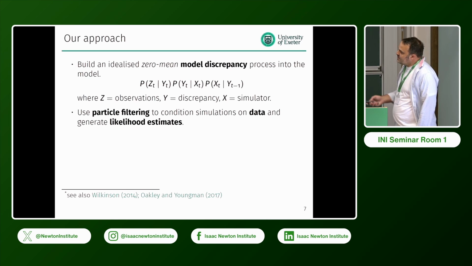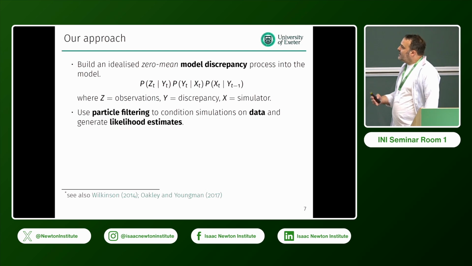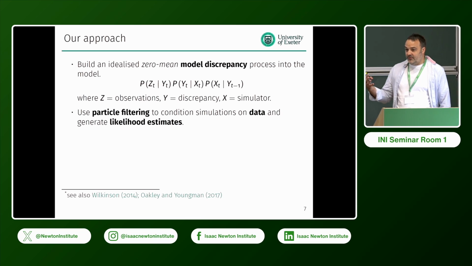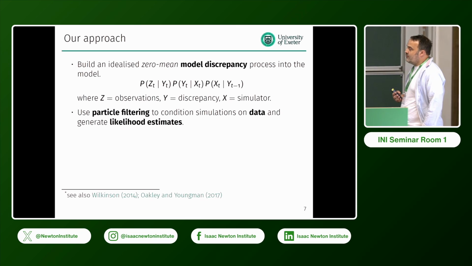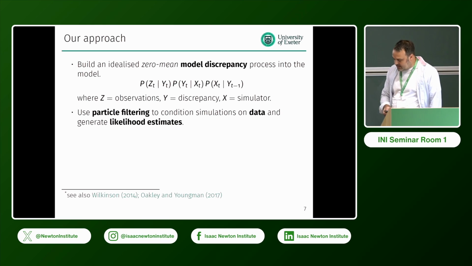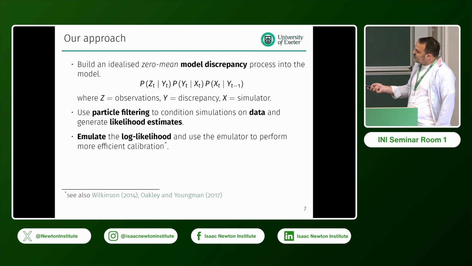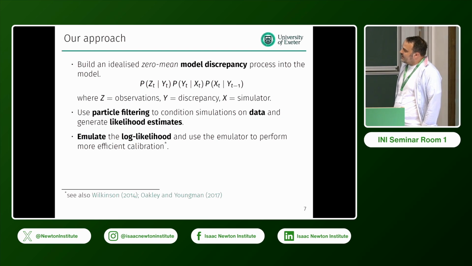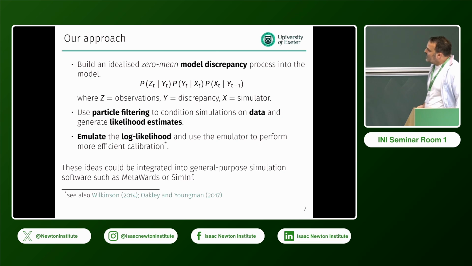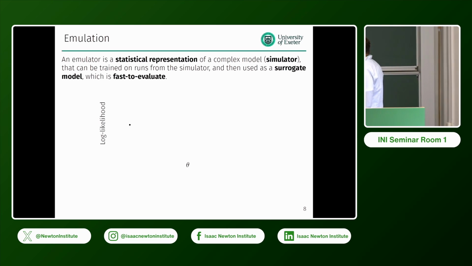But a side effect of using particle filtering is that we get likelihood estimates. And if you think about it, the likelihood is a really nice relative measure of how well your model fits the data, right? So it is a very informative, one-dimensional output that we can emulate. So rather than trying to build emulators for every data point, what we have decided to do is to use filtering, get log likelihood estimates, and then emulate the log likelihood surface and use that to drive our calibration. And the side effect of this is that these ideas could be integrated into general purpose software.